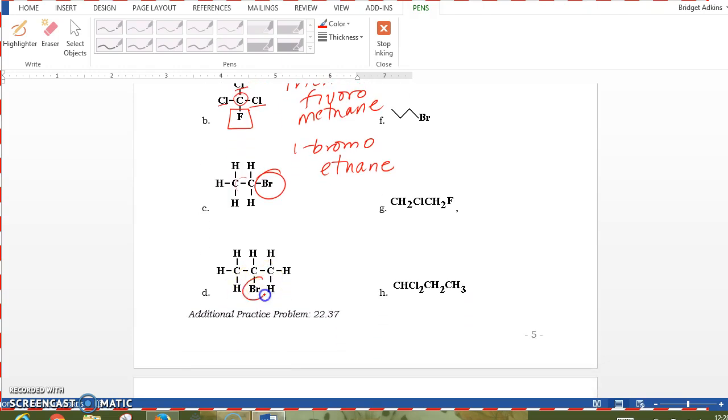All right, D, we've got a 3-carbon alkane, so meth-eth-prop, so the last name will be propane. Coming off of the 2nd carbon, we have a bromine. Bromine becomes bromo, so this would be 2-bromopropane.